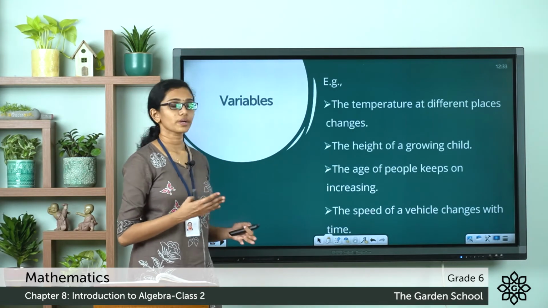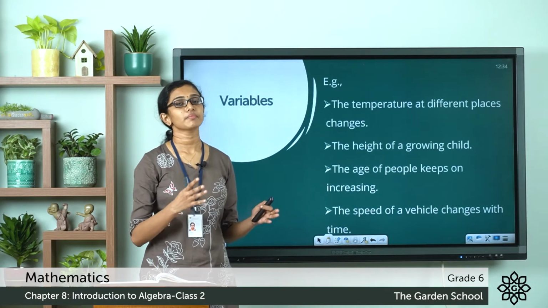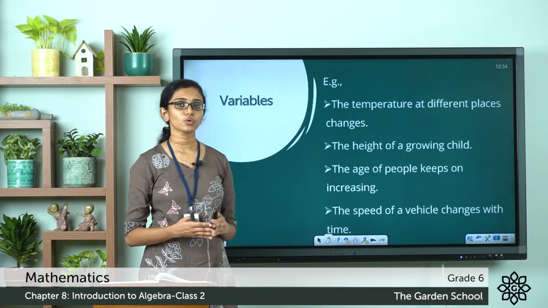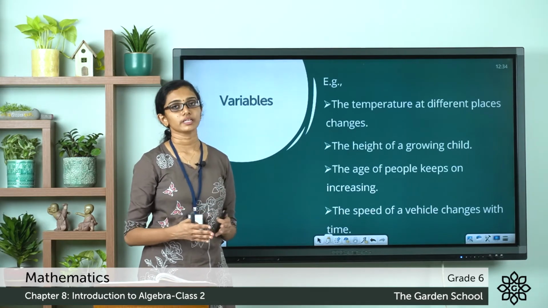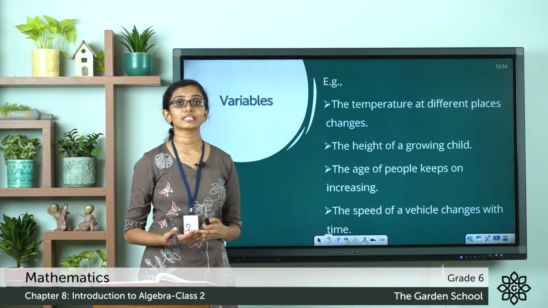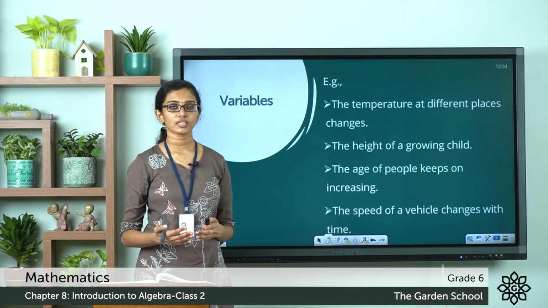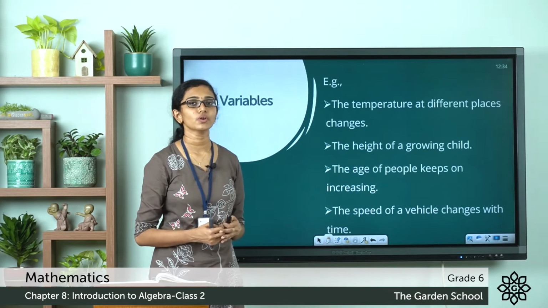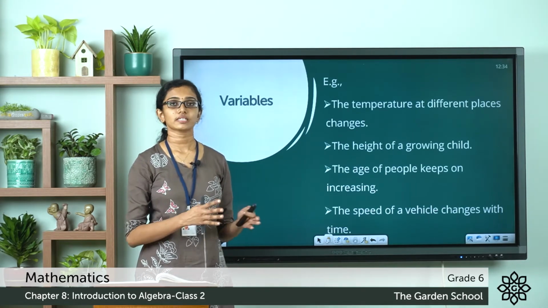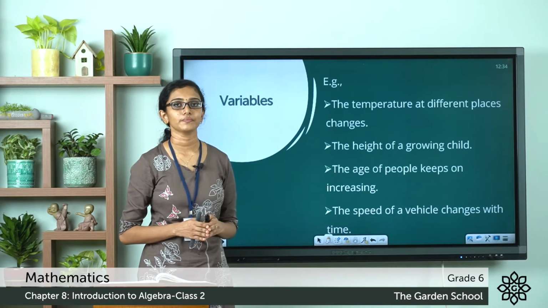The height of a growing child. As years pass by, as you get older, your height may vary. So, when a child grows, the height changes or varies. So, that's a variable. The age of people keeps on increasing as years pass by. So, as you age, as the years pass by, your age also gets increased. So, that is something that changes with time and it is a variable.